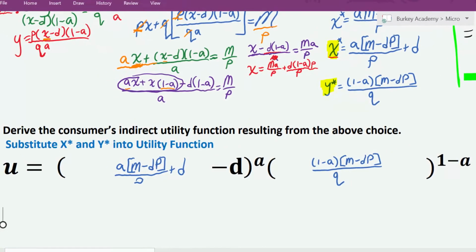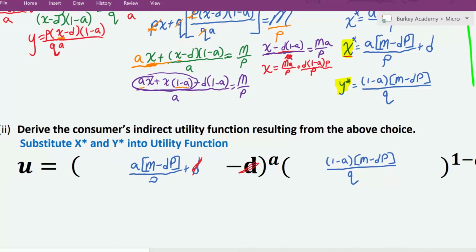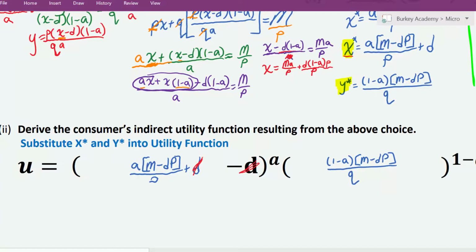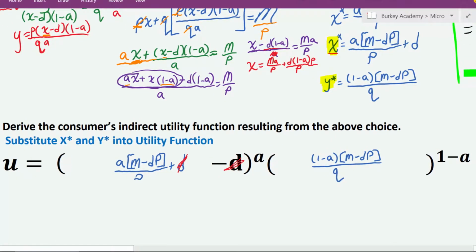And thank goodness, immediately these d's are going to go away. So basically that amount of x that you have to buy for the subsistence level just to survive doesn't actually provide any utility. And again, this indirect utility function, we're just trying to come up with a function of how much money we have, the price of x and the price of y, that will tell us how much utility we get.